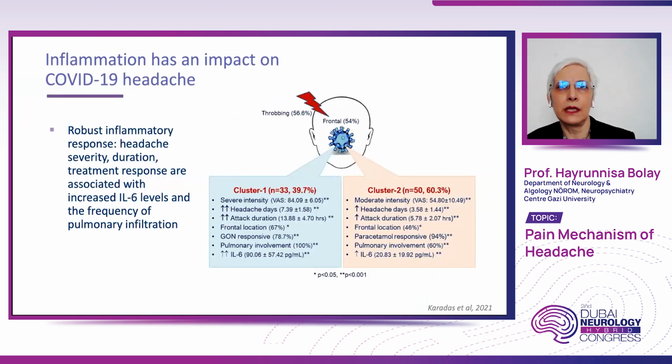And in the first wave of the pandemic, we were able to identify some risk factors and some determinants for headache phenotype. There was a robust inflammatory response, which determines the headache severity, duration, and its treatment response. High levels of IL-6 were associated with paracetamol unresponsiveness, and also increased the headache days, headache attack duration, and severity. But in the milder cases, there is a moderate or mild increase of IL-6.